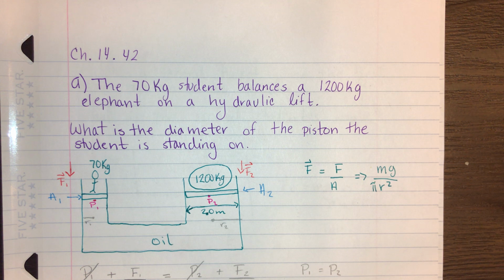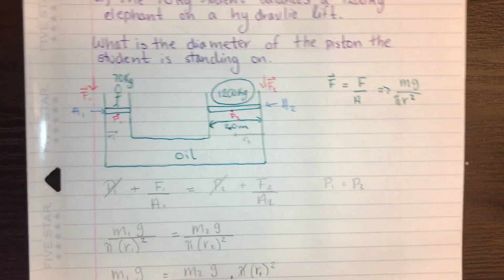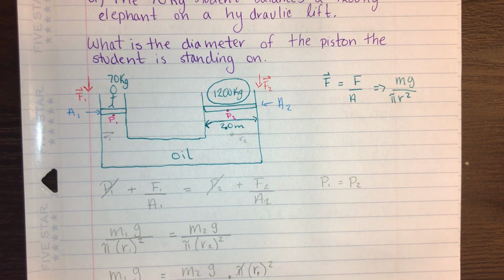Today I'm going to be going over number 42 from chapter 14, and part A states that the 70 kilogram student balances a 1200 kilogram elephant on a hydraulic lift, and our question is, what is the diameter of the piston the student is standing on?